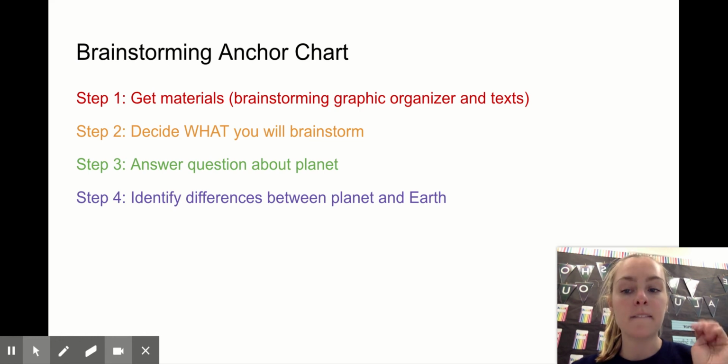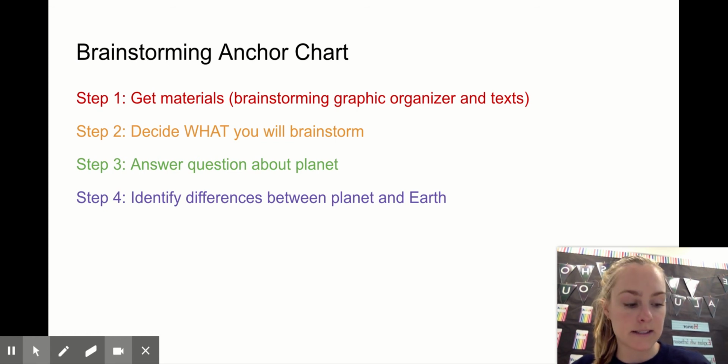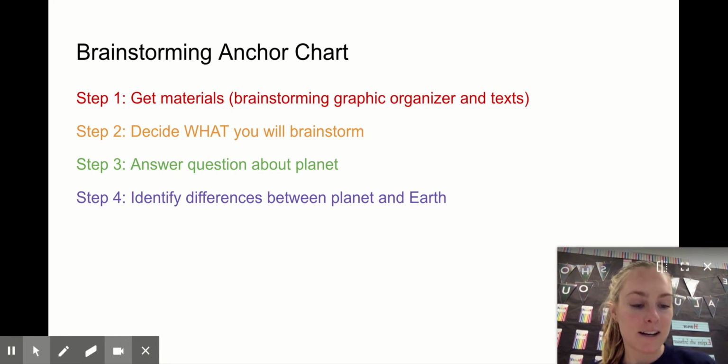So how many steps are you going to follow today? 4. Step 1, you're going to get your materials. 2, you're going to decide what you will brainstorm. 3, you're going to answer questions about the planet. And then step 4 is you're going to identify the differences between the planet and Earth.